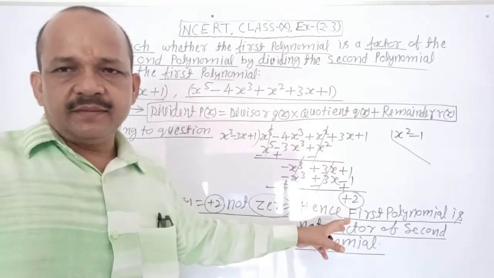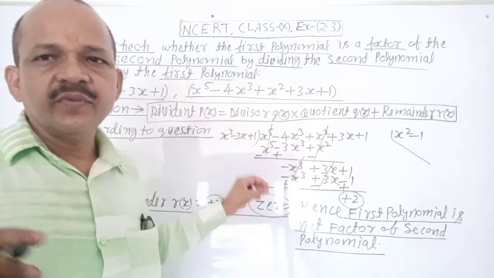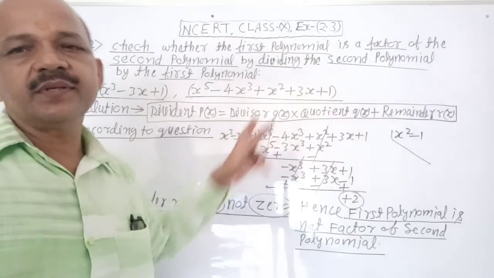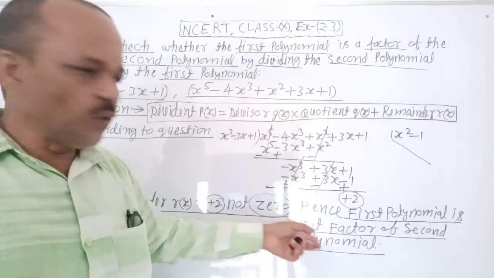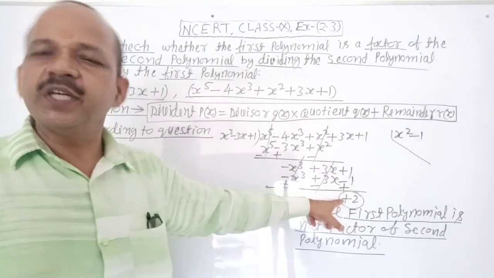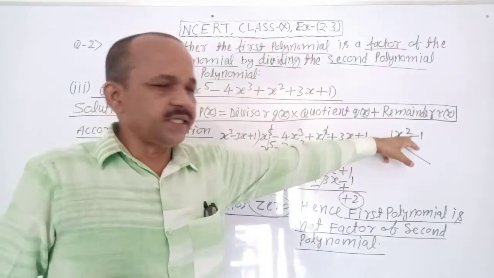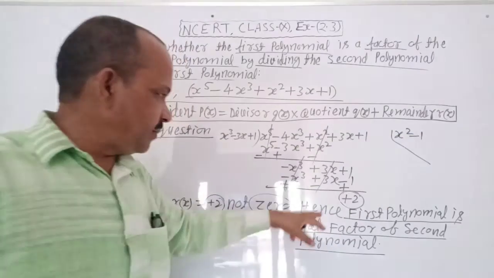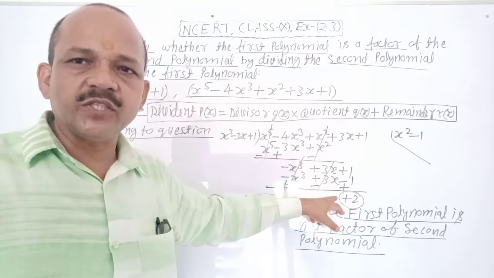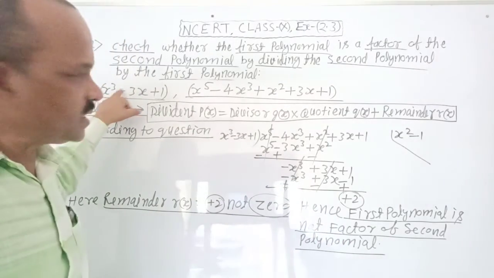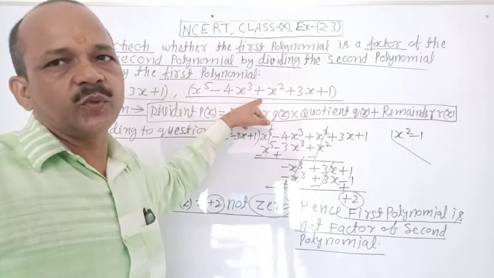You verify your answer. You check that the first polynomial is not a factor of the second polynomial because you find remainder plus 2, not 0. It is clear. You find quotient x square minus 1 and remainder plus 2, not 0. Hence the first polynomial is not a factor of the second polynomial.